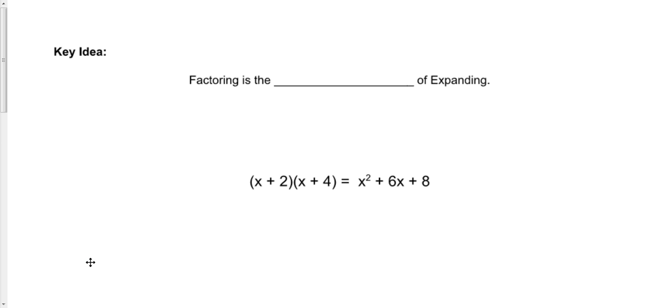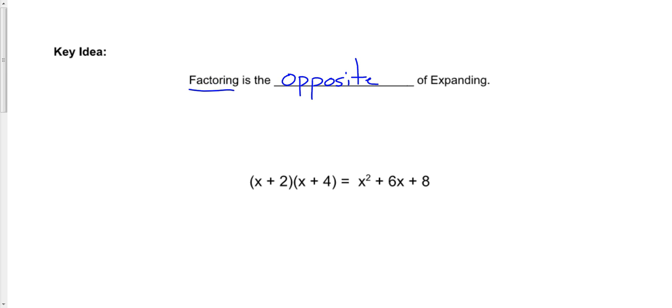So now that we've done some review of how to expand and multiply using the FOIL pattern and convert from standard form into vertex form, we want to actually learn how to do the opposite. We've been expanding, and what we're going to do is factor. Factoring is in fact the opposite of expanding.